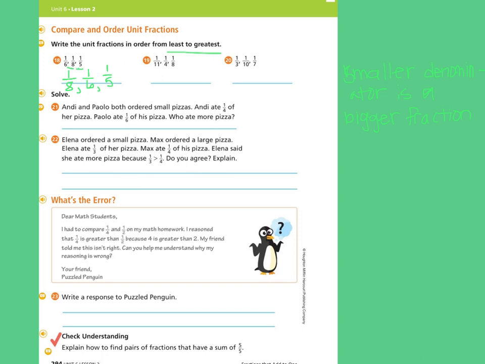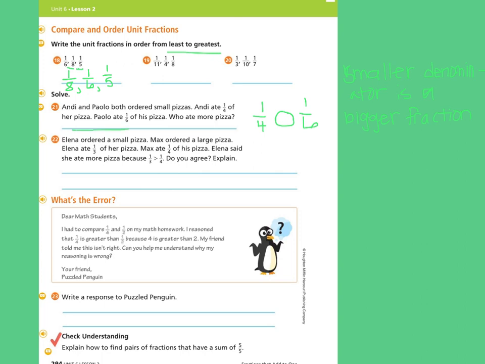Number 21, Andy and Paolo both ordered small pizzas. Andy ate 1/4 of her pizza. Paolo ate 1/6 of his pizza. Who ate more pizza? So we're comparing the fraction 1/4 to 1/6. Again, use the page before if you need to, but also know the smaller the denominators, the bigger the fraction. And then I want you to write their name on line 21.